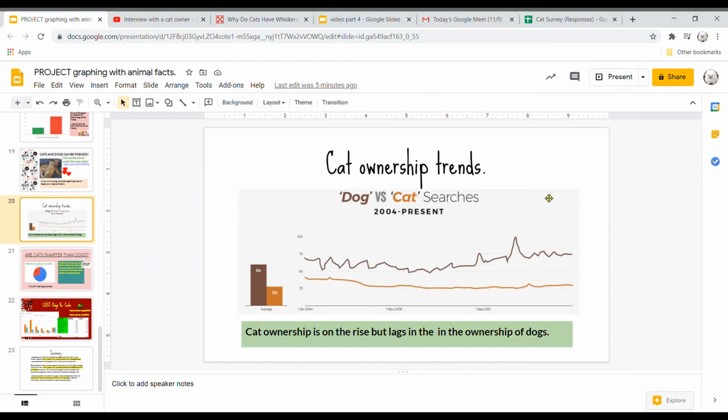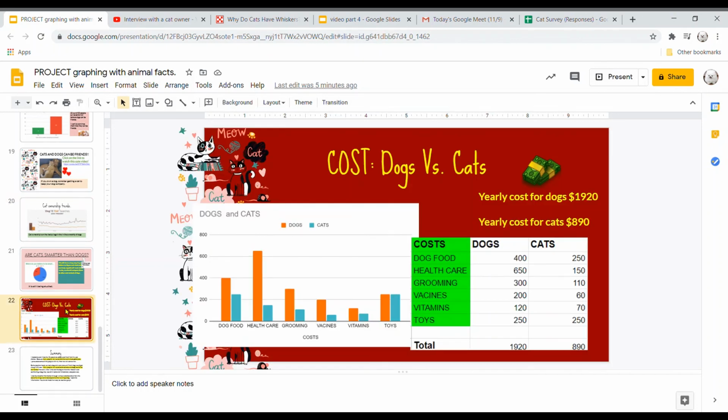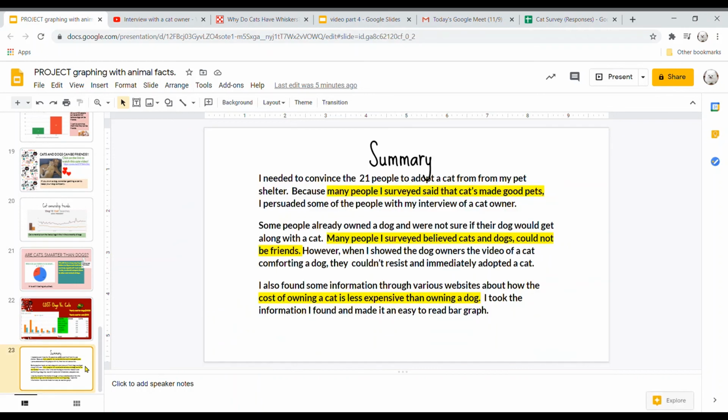You're also going to be asked to either create or look up something on the internet that shows a double line graph comparing 2 sets of data. You don't have to make it up, but it's extra credit if you'd like to. Here I have a double line graph, and here I have a double bar graph. And then finally, my summary.